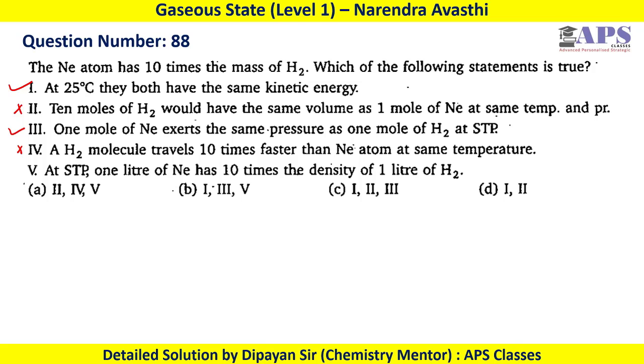Point number 5, at STP 1 liter of neon has 10 times the density of 1 liter of hydrogen. D is nothing but Pm by RT. So density is directly proportional to the molecular mass. So this is also correct. So 1, 3 and 5 are correct, that is option B.